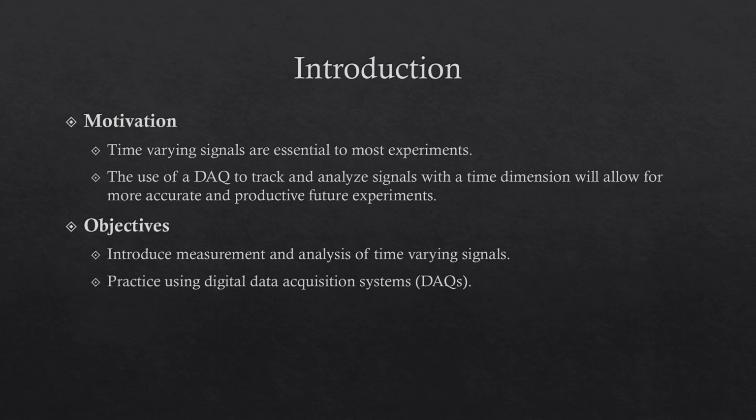So the motivation for this lab is to study time-varying signals. Now, time-varying signals are going to be essential to most experiments we might be doing going forward. So we use a DAC to analyze these signals with a time dimension, and this will allow for more accurate experimentation in the future. So the objectives are to introduce the measurement and analysis of time-varying signals, and then practice using a digital data acquisition system, or a DAC.